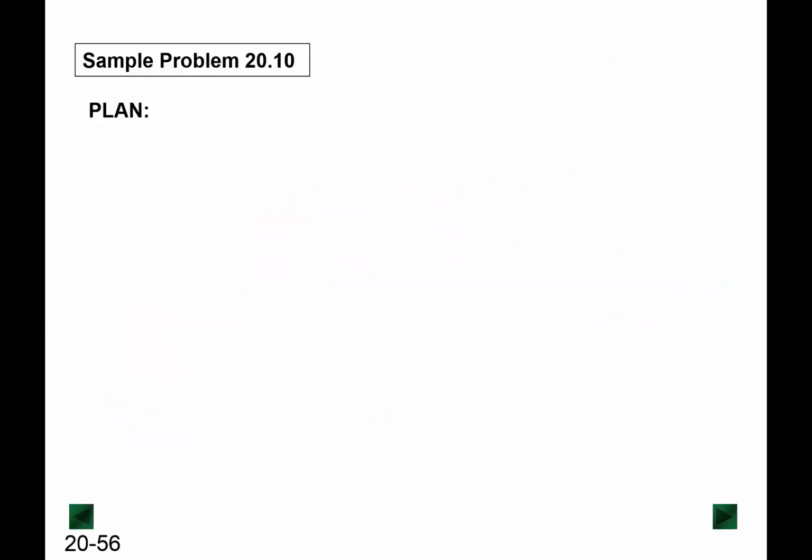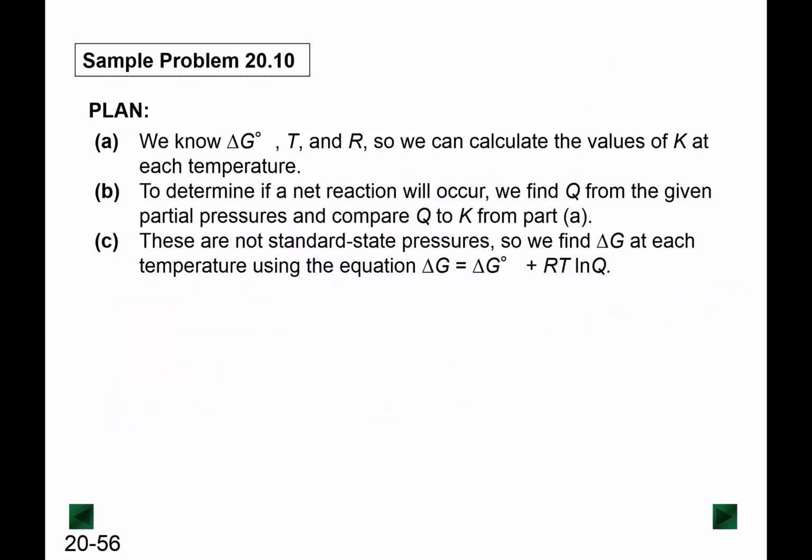So here we'll start with part A. Our plan for A is that we know the standard free energy change, the temperature, and the universal gas constant, so we can calculate K at each temperature. And then we'll use the conditions that we were given in part B to find out whether the reaction will go in the forward direction or the reverse direction. So we'll calculate Q and then compare that to K. And then we'll do our actual free energy at each temperature using this equation here. So let's start off with A.